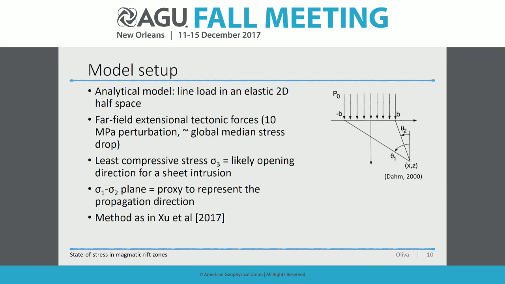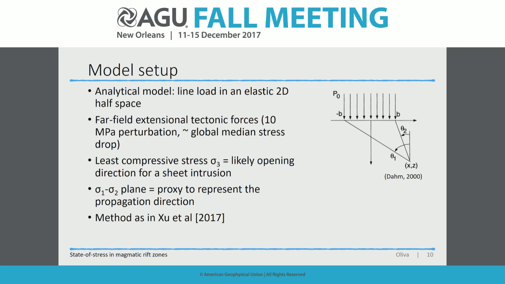And we do the analytical model by modeling the topography as a line load in an elastic 2D half space, using equations from Torsten Dahm 2000. In addition to the topography, we add the far-field extensional tectonic force. Even though we know tectonic forces are huge, for this one we're only adding a 10 megapascal perturbation, which is roughly the global median stress drop.